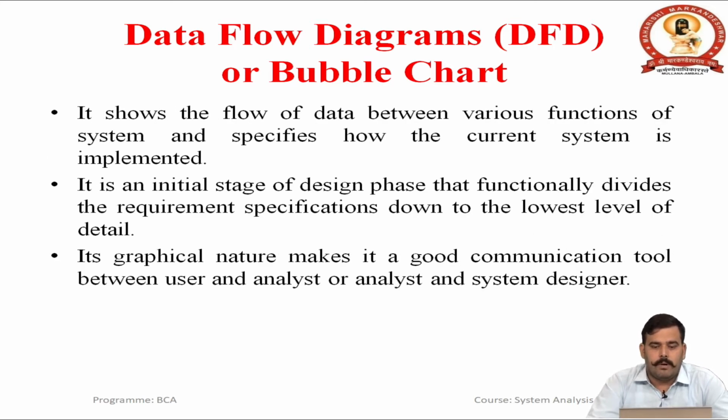Data flow diagram or bubble chart. It shows the flow of data between various functions of systems and specifies how the current system is implemented. It is an initial stage of design phase that functionally divides the requirement specification down to the lowest level of detail. Its graphical nature makes it a good communication tool between user and analyst, or the analyst and the system designers.